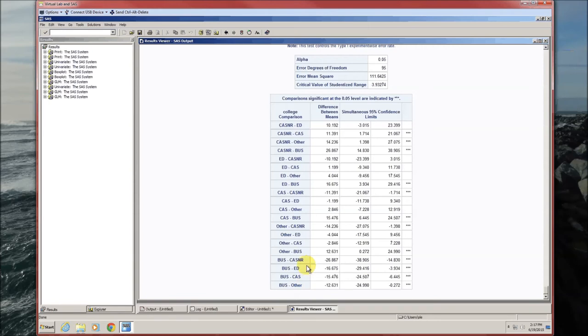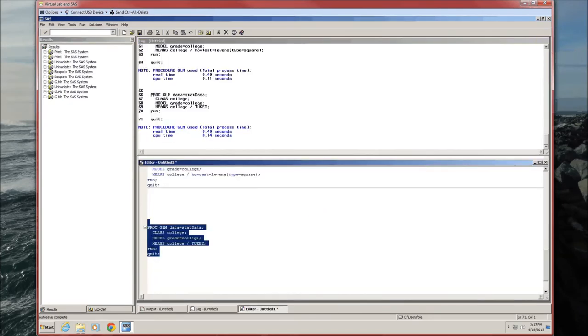So, here's what we can conclude from this. Business is significantly less in terms of average grade than all the other colleges. Kasner is significantly more than all the other colleges in terms of average grade, except for education. And there's no significant difference between the education, arts and sciences, and other. It's kind of interesting. Business the lowest, Kasner the highest, except it may not be higher than education. So that was multiple comparisons.